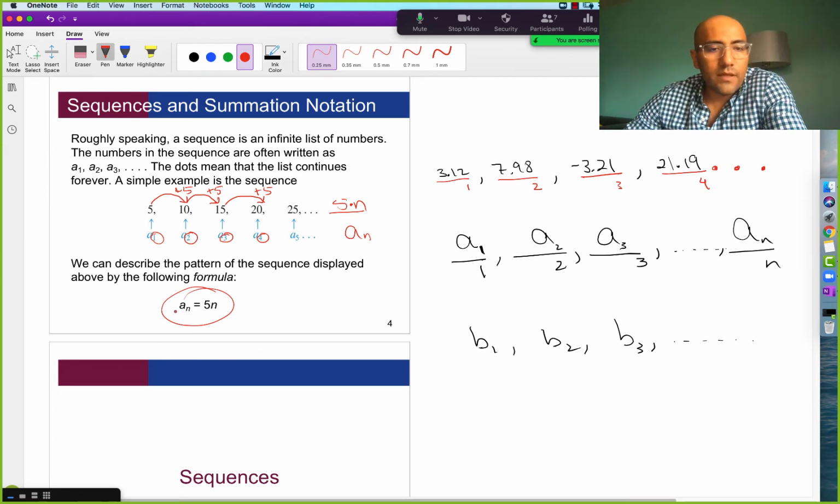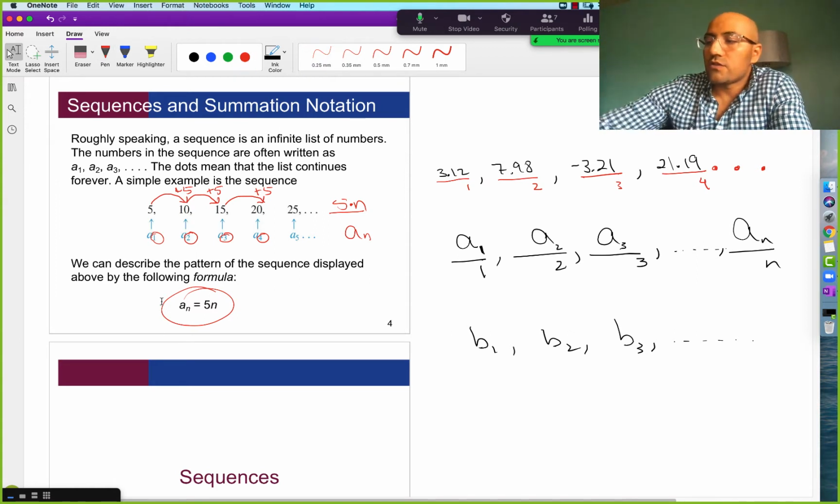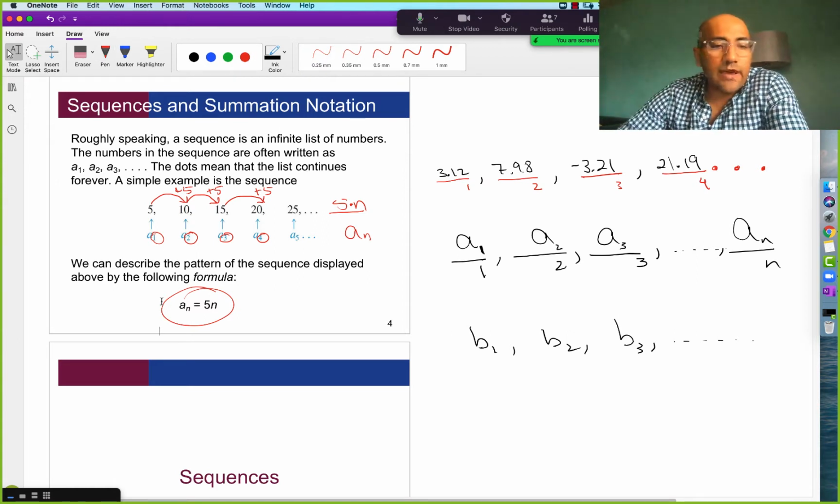Good. Any questions? So some sequences can be expressed by a formula like this. And when they can, that's very useful. Right? We can use that formula to find different values on my list. So I can say, find the 113th number on the list, and I know that that's pretty easy. It's just 113 times 5. That'll be the one that's on the list.